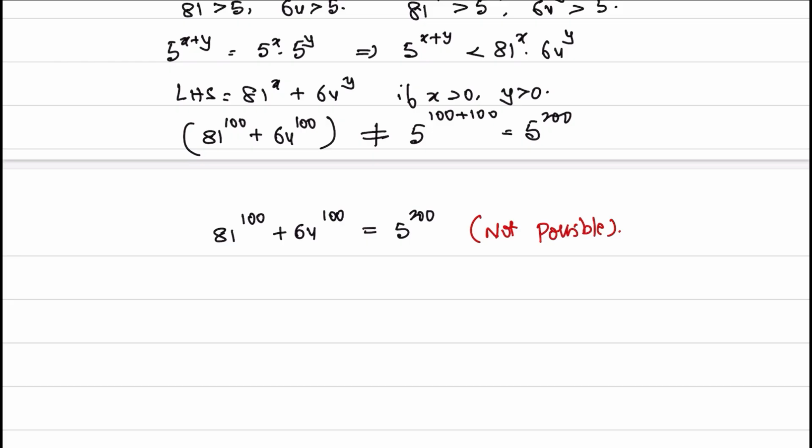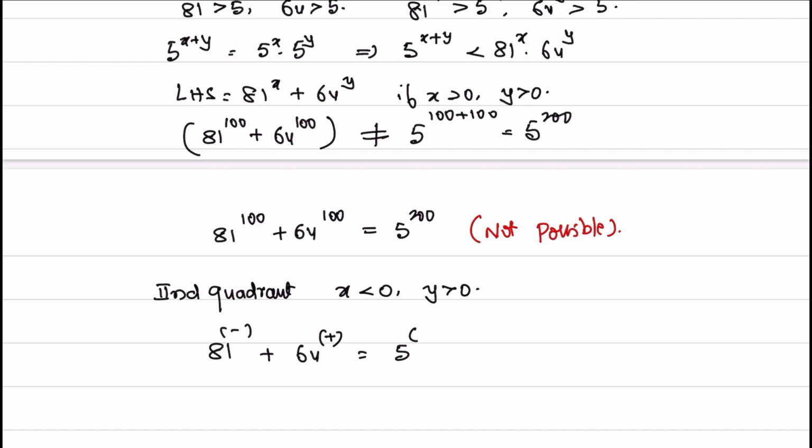Now let us say second quadrant. Let us take second quadrant. X is less than 0, y is greater than 0. Then 81 to the power of some negative value, plus 64 to the power of some positive value is equal to 5 to the power of either positive or negative. Will it be possible?